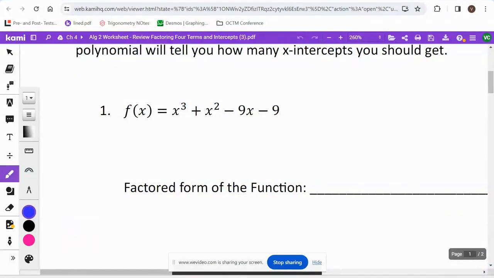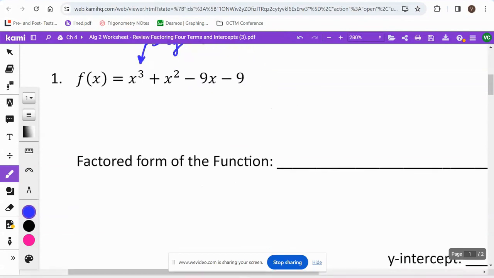So looking at this polynomial, what is our degree? 3. So how many x-intercepts should I get? 3. All right. So if you get 4, something's wrong, right? We need 3. Okay, so we're going to start by finding the factored form. When I want you to find the factored form of the function, I still want it to say f of x equals on that line. So let's go ahead and put that there now so we don't forget.